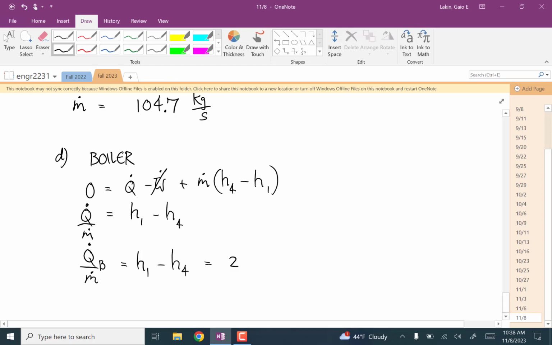And that is 2758 times 10 to the third minus 181,872. So that's 2.576 times 10 to the 6.